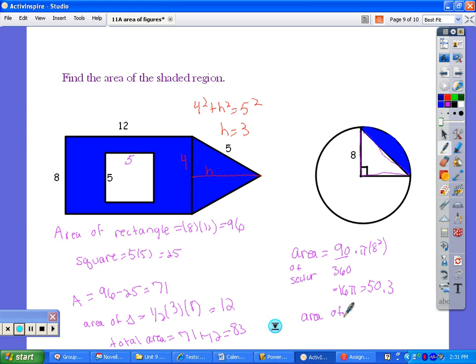Then we're going to take away this piece from it, which is a triangle. So we need the area of the triangle, which is 1/2 base times height. So that's 8 times 8. This is 8 because it's a radius as well. So that's 32. And then for our shaded region, we just subtract them again. We take the bigger number first, so we have 50.3 minus 32. And so our area is 18.3.